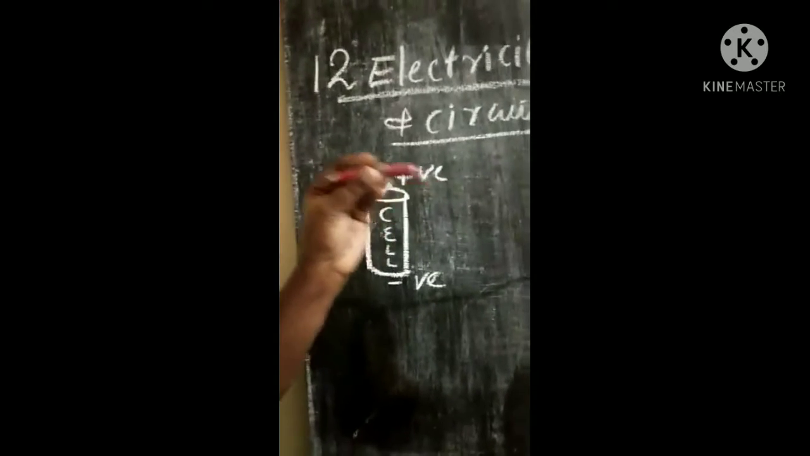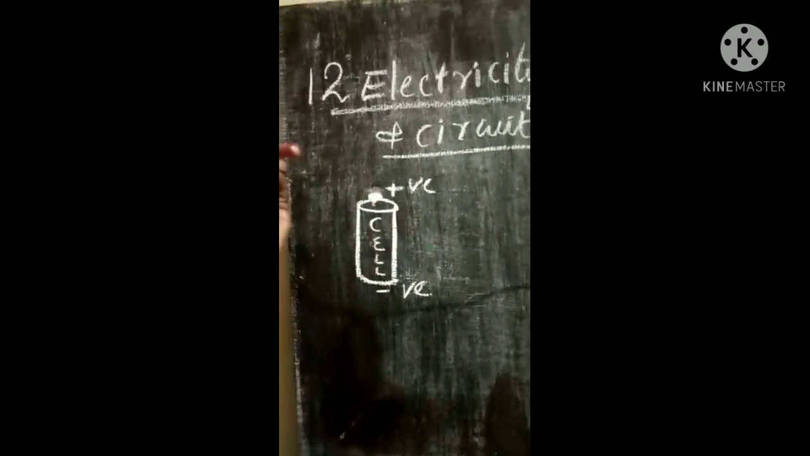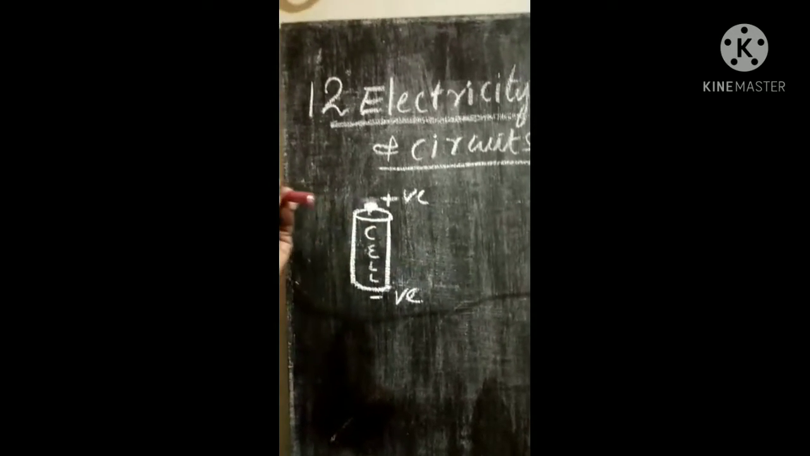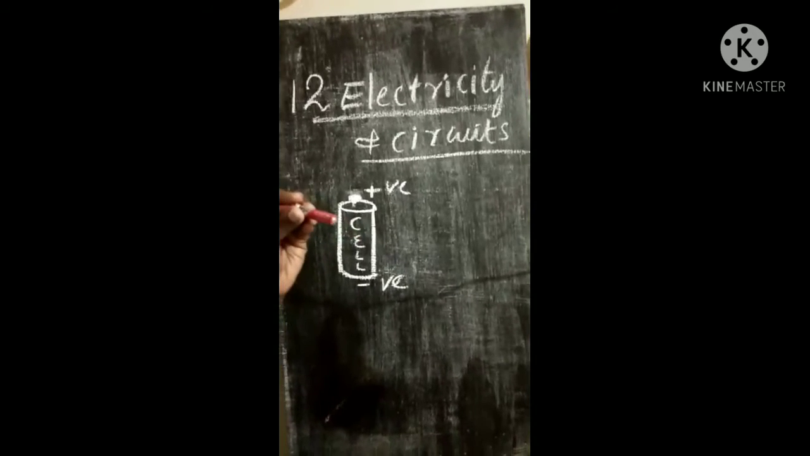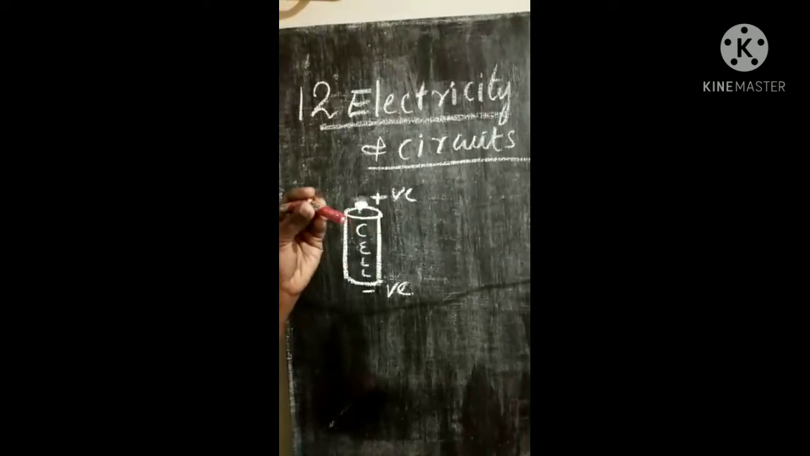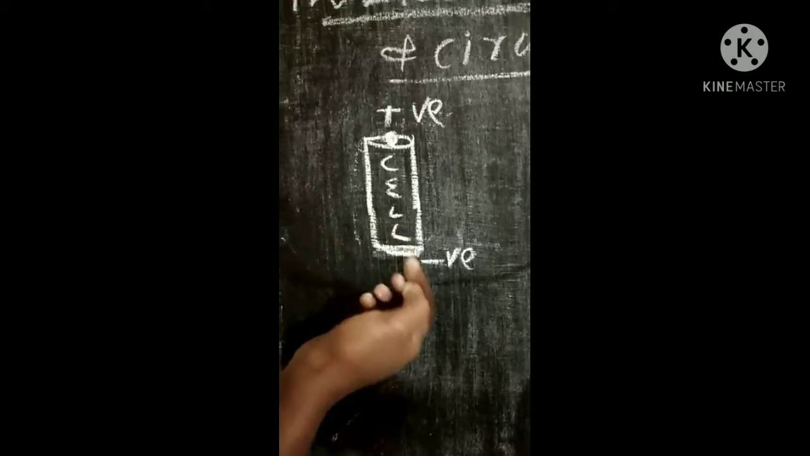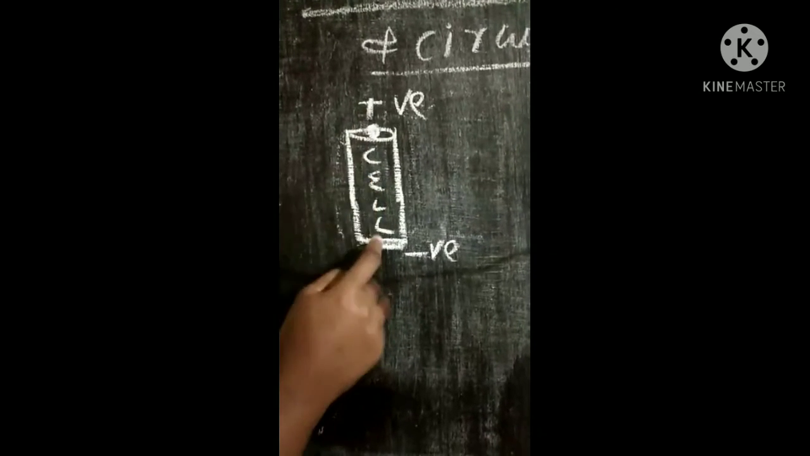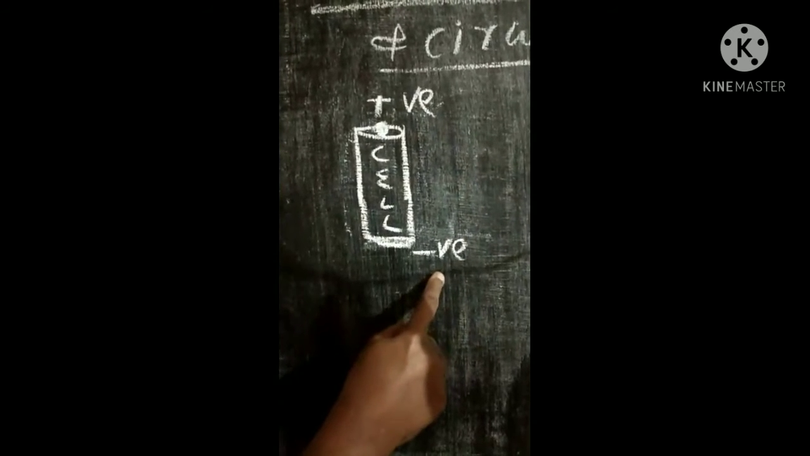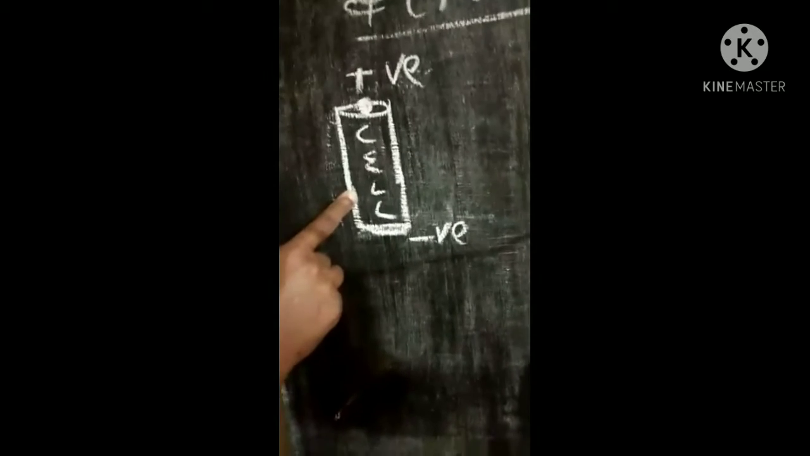Okay, and we can use this inside a torch or a remote control, or inside a calculator, or transistor radios, cameras, wristwatches, alarm clocks, etc., to provide electric current. So this is also a source of electric current. Okay, children, listen. This is a cell, a single cell having a positive terminal and a negative terminal, and we can use this inside different devices to make them work.